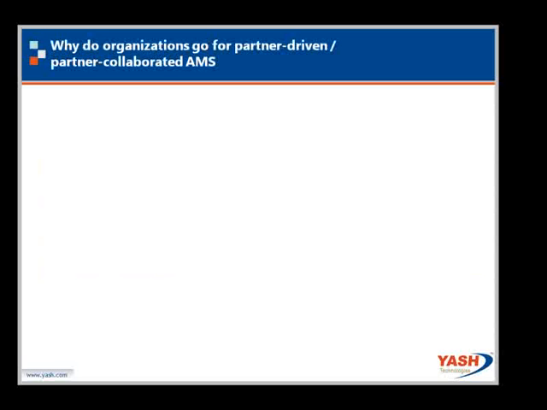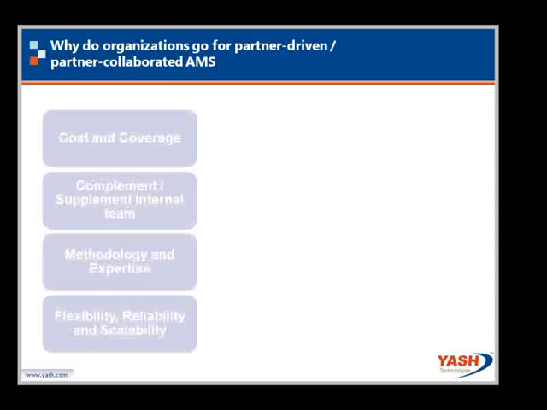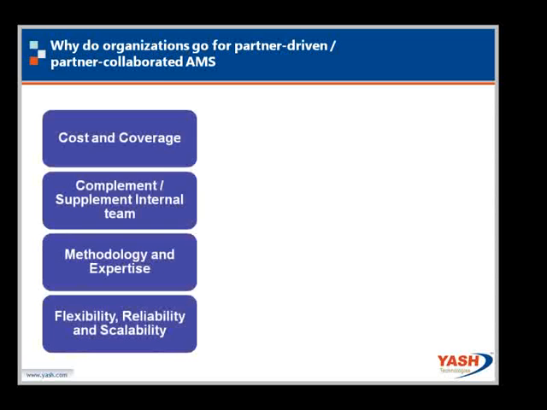So with that agenda set, I'll give you a little bit of background based on our analysis. Why do organizations go for this kind of partner-driven, partner-collaborated AMS? One of the main things that always comes up is the cost and coverage: obviously reducing the total cost of ownership, and being able to provide coverage to a time zone, to a breadth of skill that you currently don't have, or that you have but don't have enough people to provide. So basically complementing and supplementing your internal team.